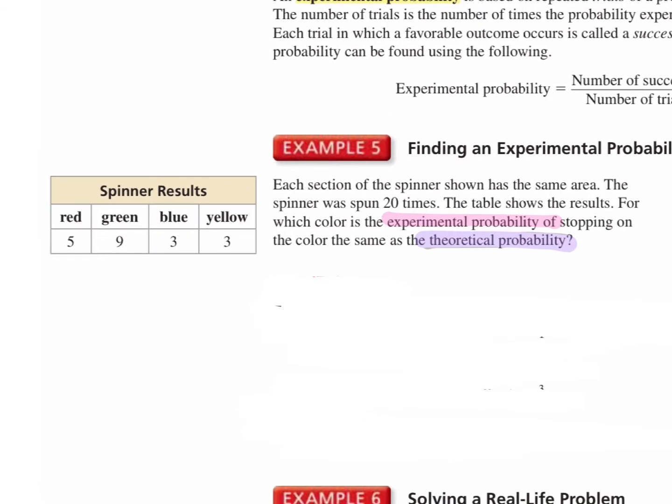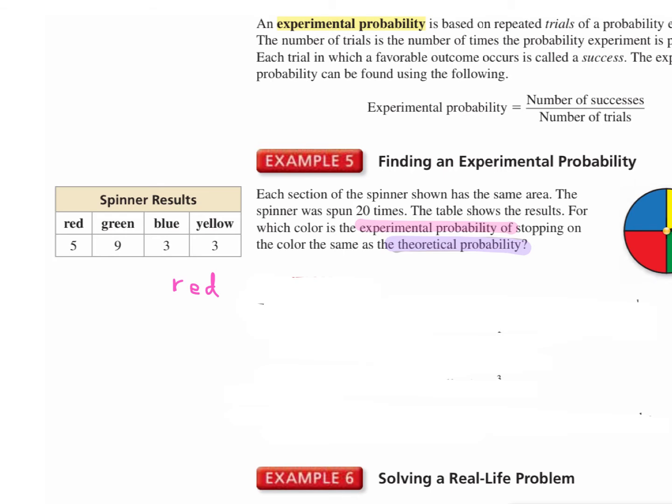So for red, what was our number of successes that we actually landed on red? 5. So the probability of landing on red was 5 out of how many total spins did we have? 20. You could either count all these up and see that they add to 20, or it just says it was spun 20 times. So the probability that we landed on red was 5 out of 20. If we simplify this fraction, what do we get? 1/4.